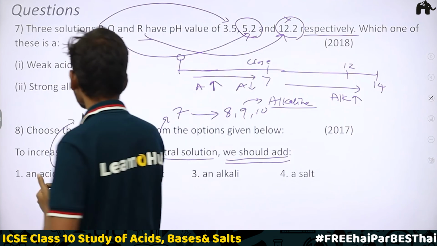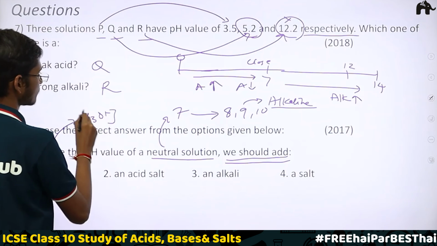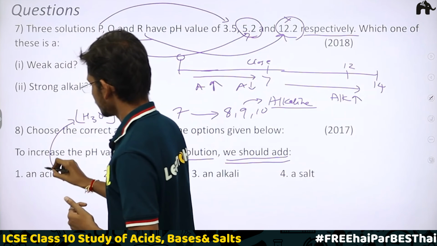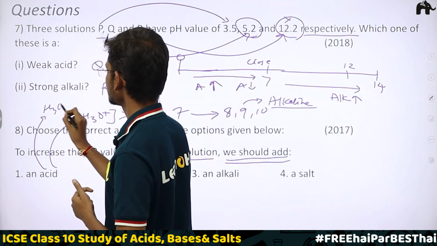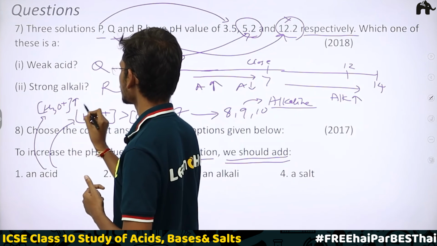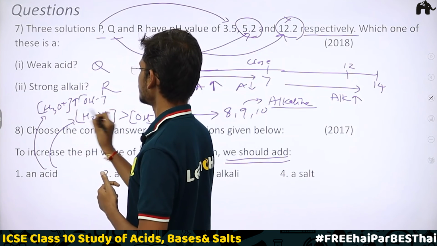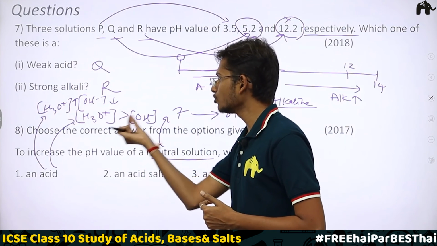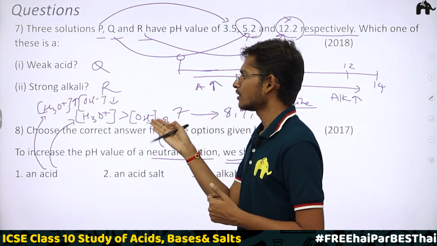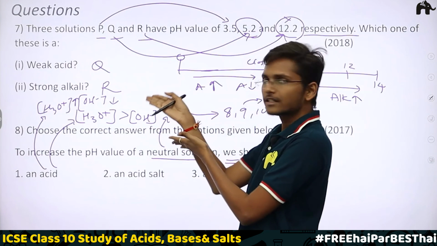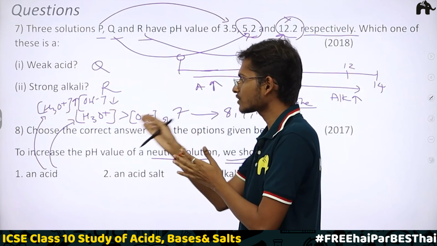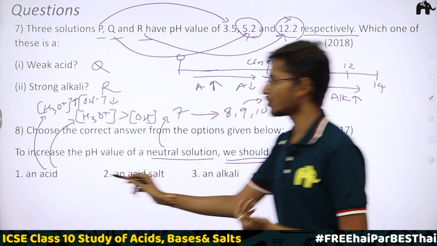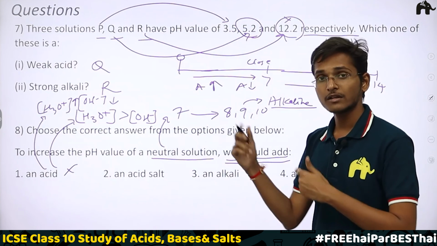Hydronium ions concentration is increasing and hydroxyl ions concentration is decreasing. Because of that, hydronium ions concentration is becoming more than the hydroxyl ions concentration, so this solution becomes acidic. We know acidic solutions have hydronium ions concentration more than hydroxyl ions concentration. We want an alkaline solution, right? So this is wrong. Now the acid salt, which we have learned.